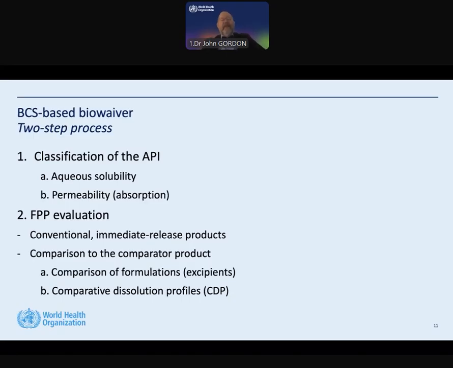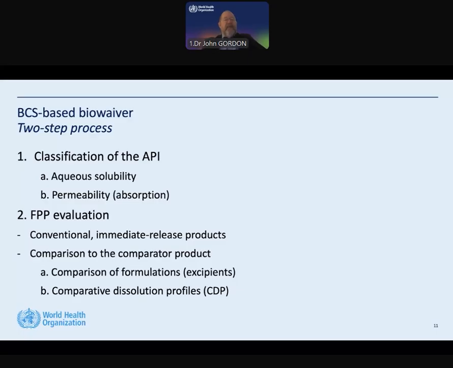Basically, a BCS-based biowaiver is a two-step process. First of all, the first step is classification of the API or APIs in a product within the BCS, based on the aqueous solubility of the API and the permeability or absorption characteristics of the API. Once you've classified your APIs, you then can look at the drug products themselves. So then you have to look at the FPP evaluation of the product you're interested in. First of all, and always, is it a conventional immediate release product? If yes, then it could be eligible for a BCS-based biowaiver. But other products, such as modified release products and so on, do not fall within the scope of BCS-based biowaivers.